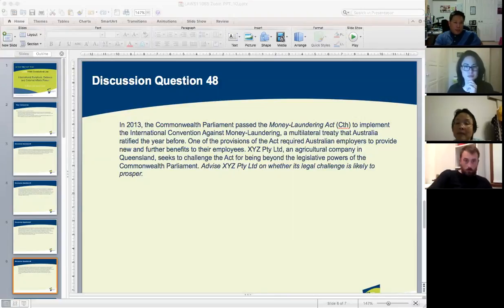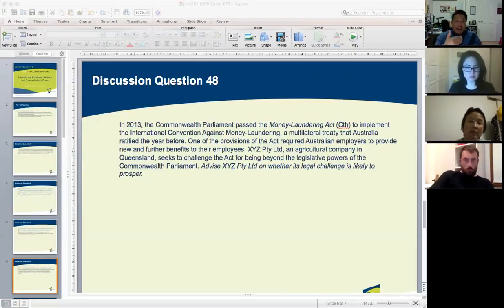But what Nicholas pointed out is crucial, and that is that when you're confronted with a question such as this, what you need to do is to justify the validity of that law among different heads of power. So you would probably argue on the basis of external affairs power, industrial relations, and international commerce. And if the law can be validated on any of these heads of power, it will be a valid law.